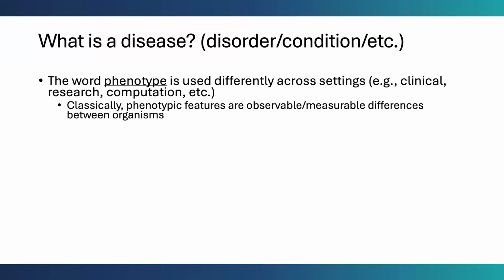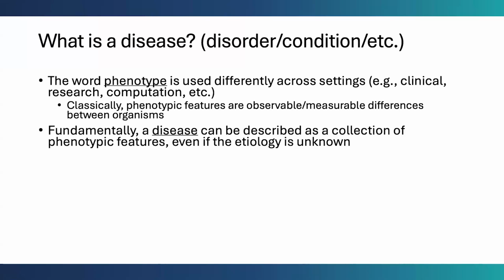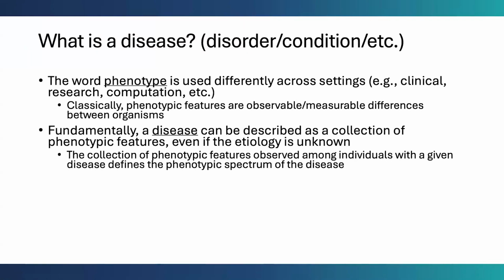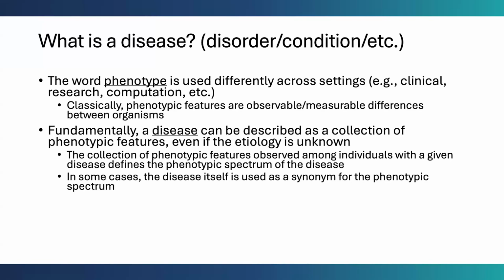So just to clarify, when we talk about in ClinGen phenotype, we really are talking about the fact that classically this word meant phenotypic features are observed and measurable differences between organisms, right? So we know that there is some phenotype arising, but we may not know the cause of that phenotype or the etiology. So for us, fundamentally, a disease can be described as a collection of these features, even if the etiology is unknown, right? So that's really where we have phenotype. And that those phenotypic features among individuals with a given disease defines a spectrum of that disease. So we can see there's different severity, different onset potentially. And then we can use the disease itself as a synonym for that phenotypic spectrum.